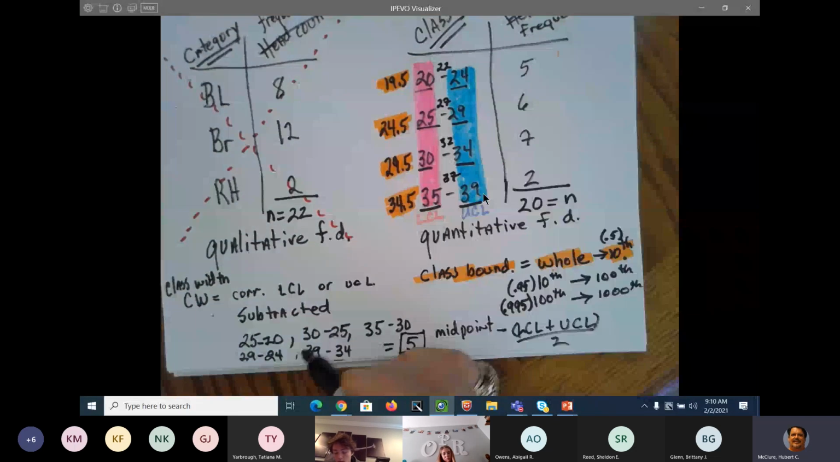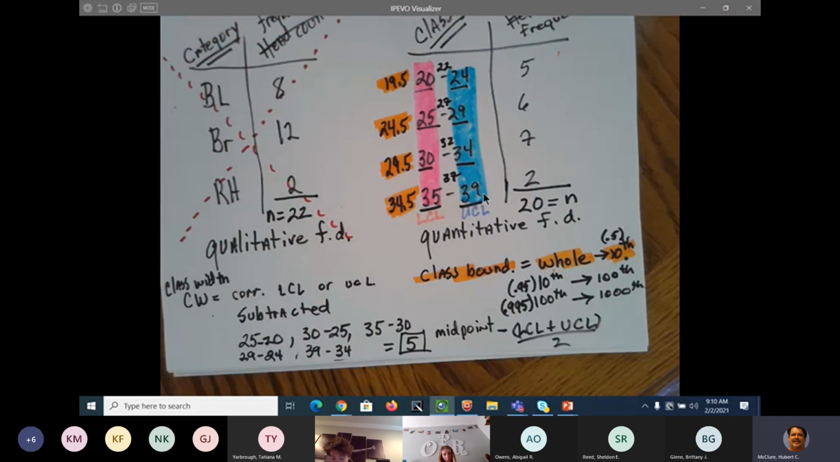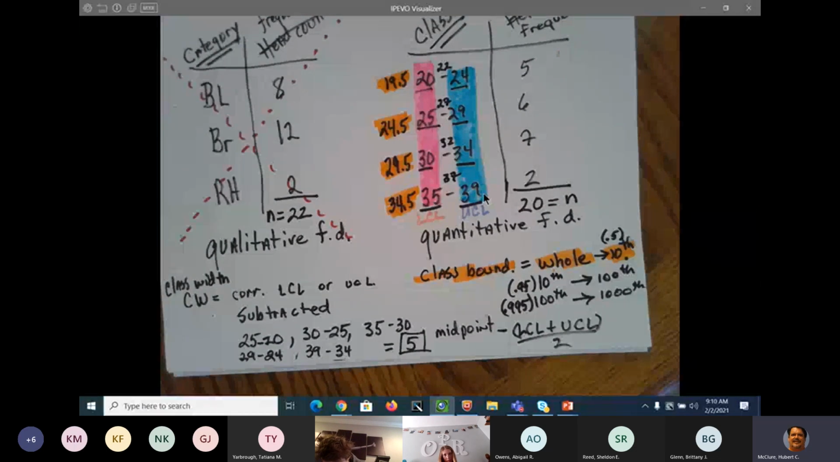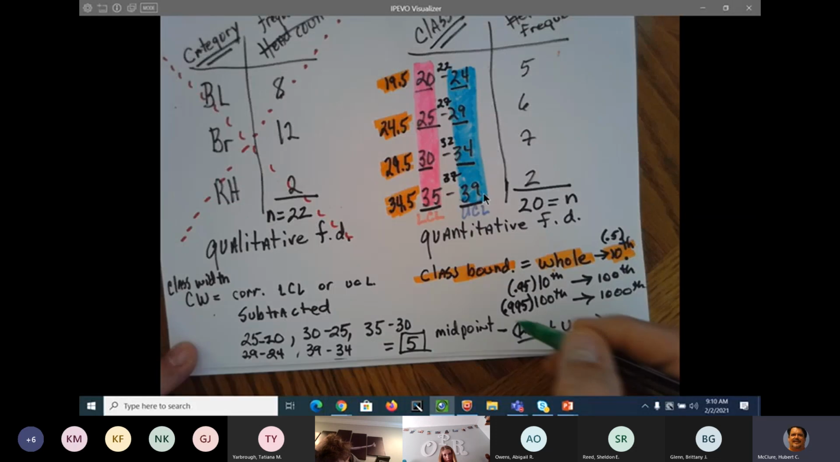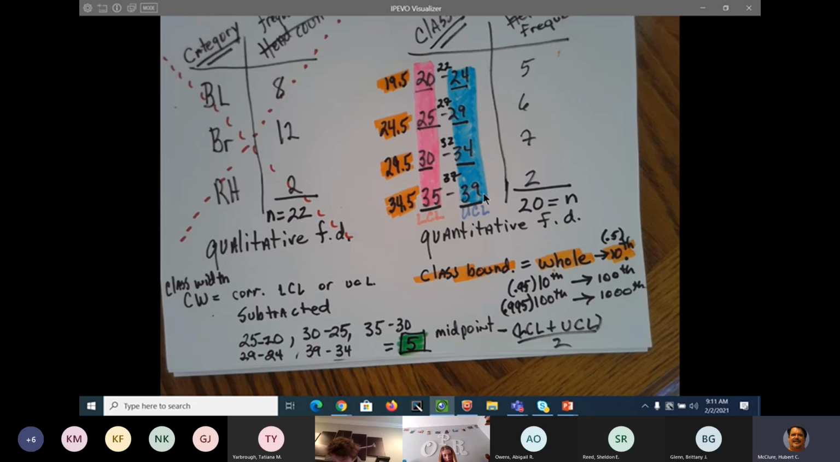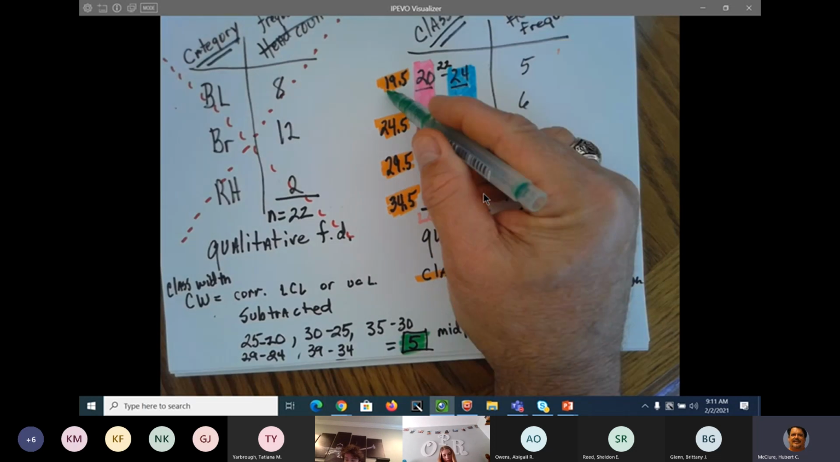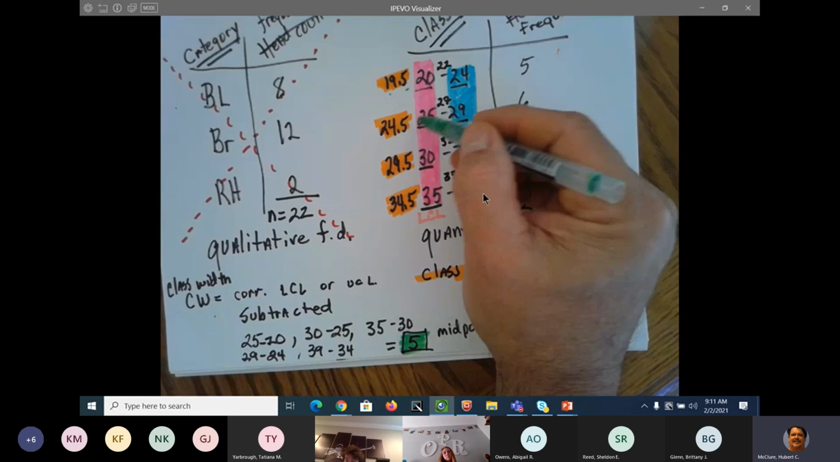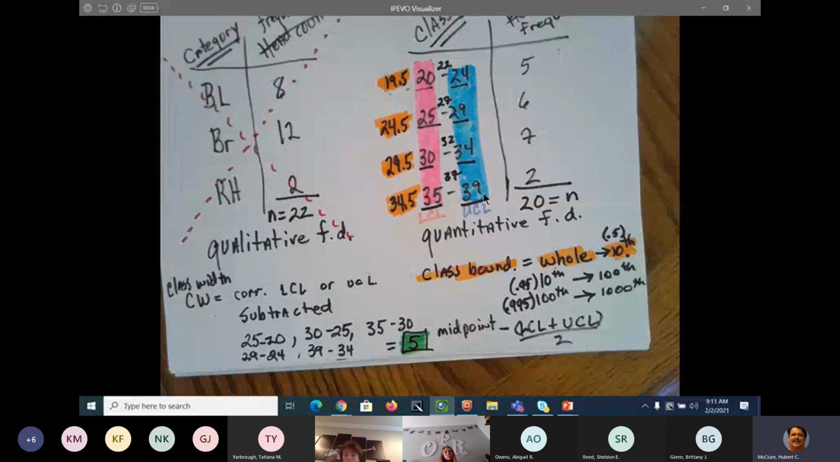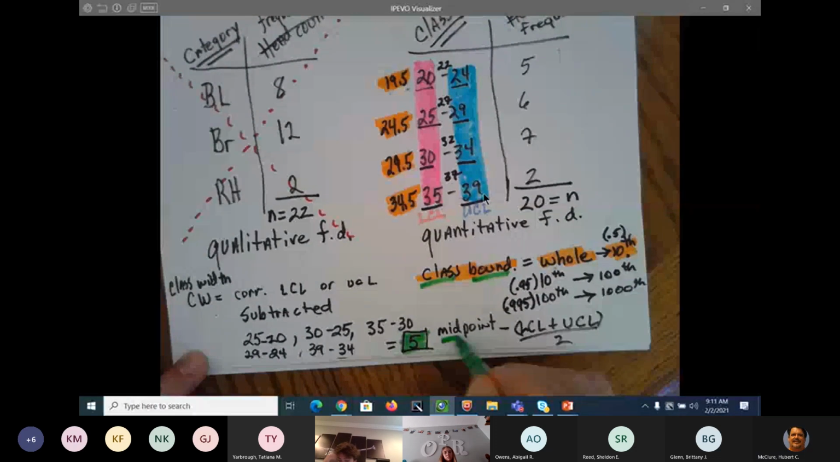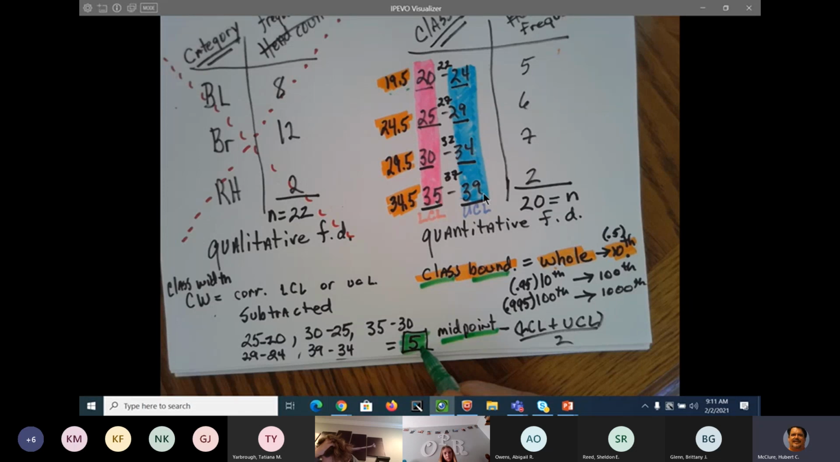See, the class width not only is part of the test, but your class width will give you the information on these. You just add 5 instead of calculating every single thing. So I just added 5 to 22, or 19.5, and that gave me my next answer. So the midpoint and the class boundary also use the class width to add to it.